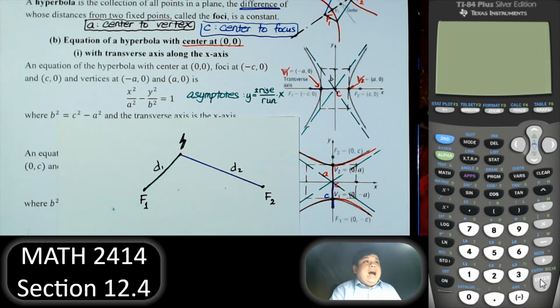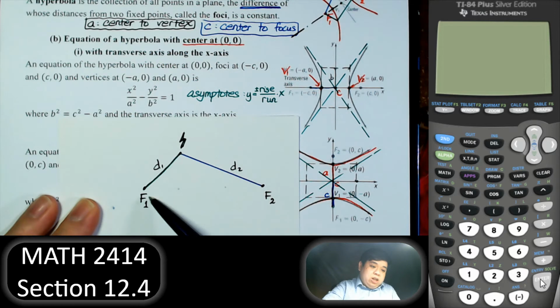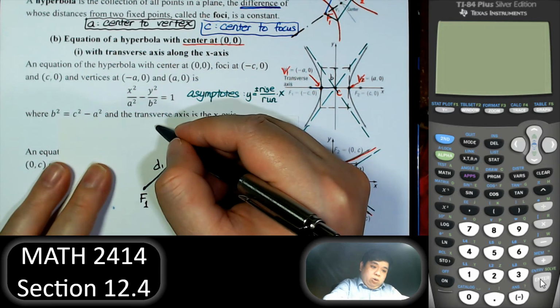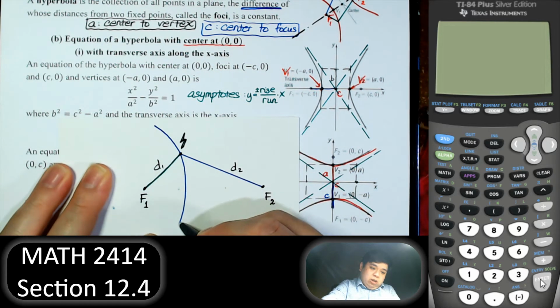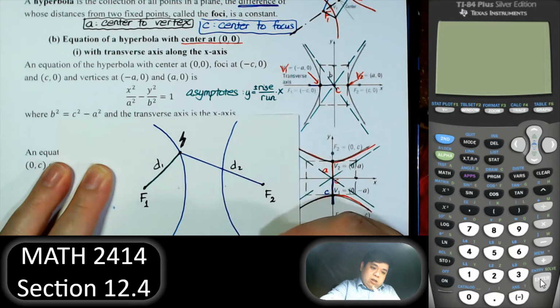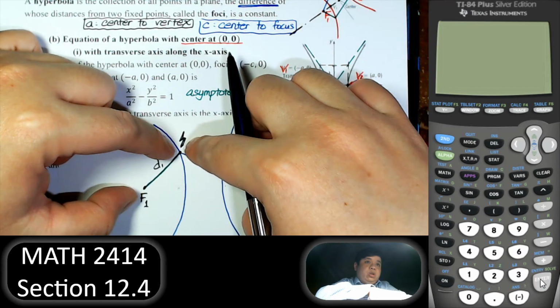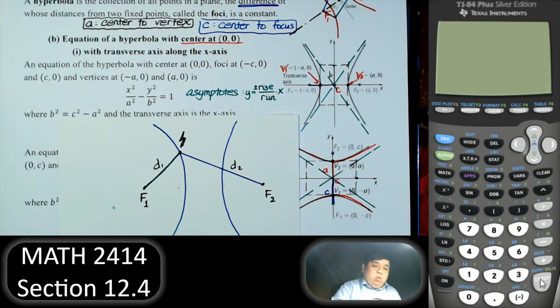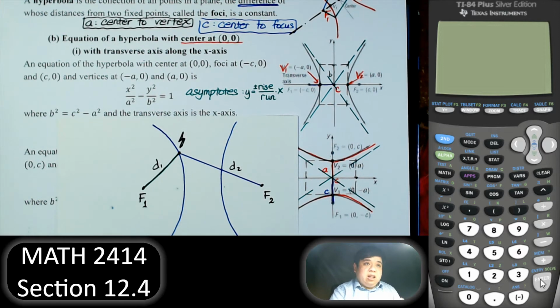Right. So how do we determine the location of the lightning strike? The way to do this is to take the difference between the two. We know that the lightning must lie on a hyperbola, because the difference between those two distances must be constant. And then with a few more measurements, we can determine where the lightning struck.